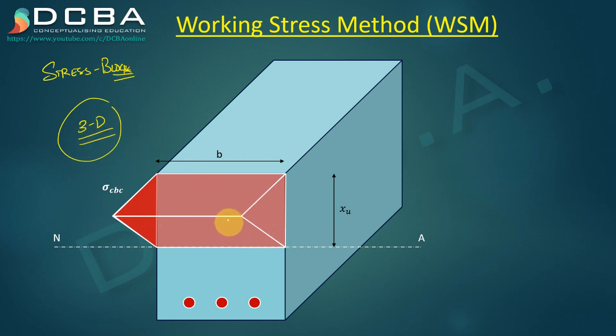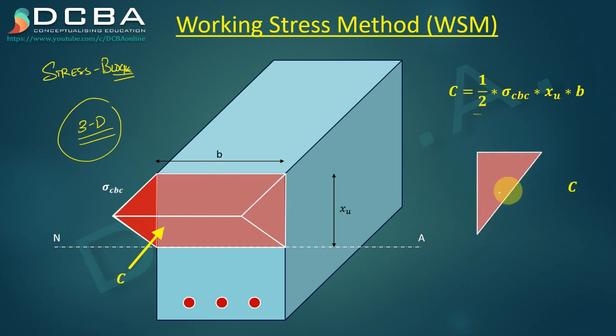The compressive force is given by the volume of this stress block. How to find the volume of this stress block? It is simple, just multiply the area with the width. So what will be the area of this triangle? It is half into base into height, that is xu, half into base into height, multiplied by b. That's it. That's your compressive force. And at what distance will it be acting? It will be acting at the centroid of the triangle, xu by 3 from the top, correct? So we found the compressive force, and we even found the point at which it will be acting.